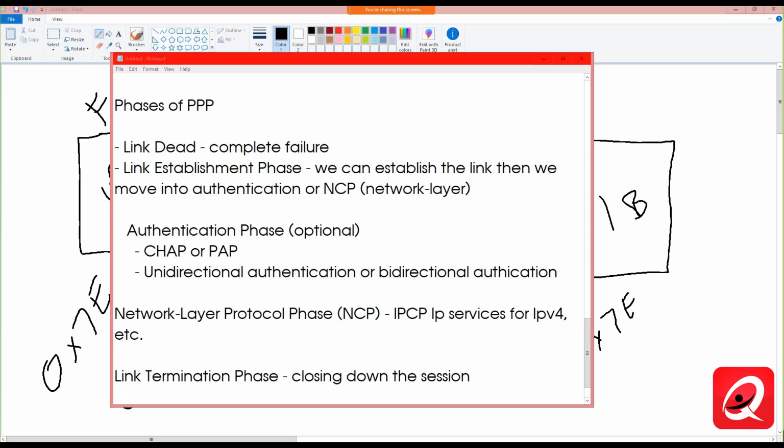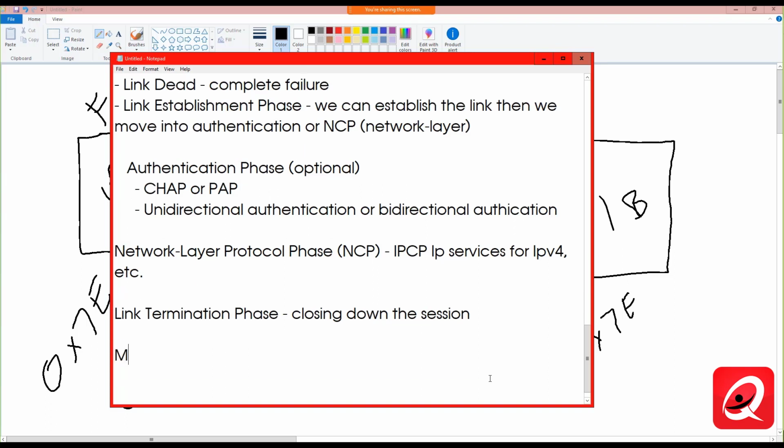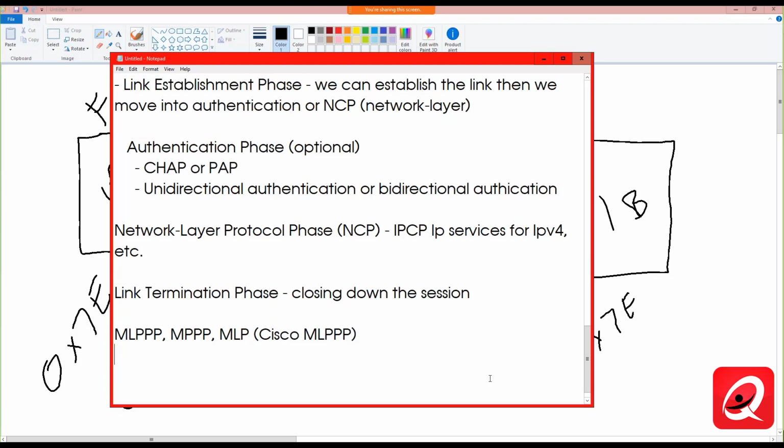Now, one other thing I want to mention, which you guys do need to know about, is something called MLPPP. Some people refer to it as just MPPP or MLP. I'll put these on here, but on the test you're going to see it as Cisco uses MLPPP, which stands for multi-link PPP. All right.